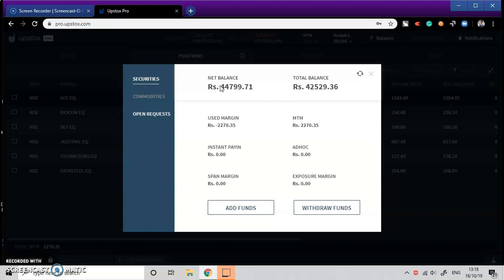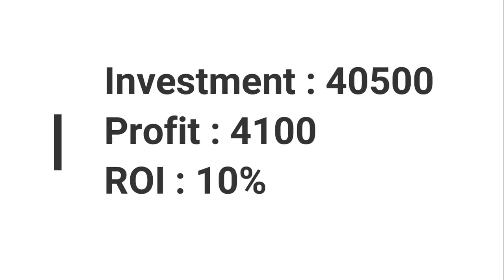44,799. So we started with around 40,000 rupees, 40,500 rupees, and now the balance has reached close to 44,500 rupees. So we have made a profit of around 4,000 rupees in the last 4 days, which is approximately a return of 10% on my principal, and which in a week is a very good return. So this is the power of algo trading. If you trade in a disciplined way, and if you believe in your system, then you can make amazing profits.